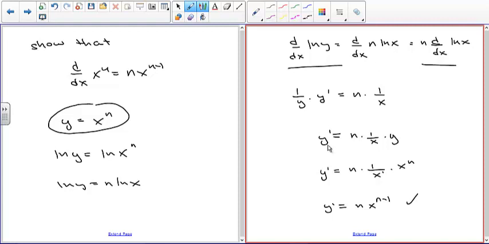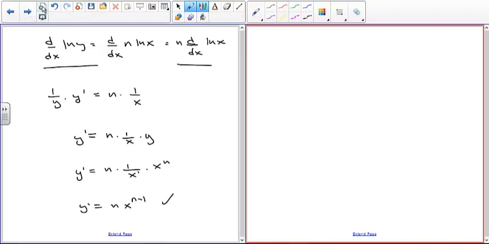Once I took the derivative, I solved for y prime. And then finally I plugged in what my original expression was for y, and then I simplified, and I got the result. So that's it. You can also do the same thing for the product rule.